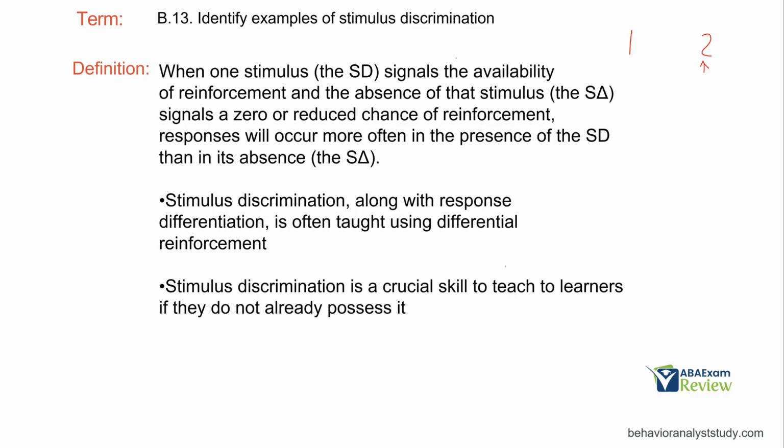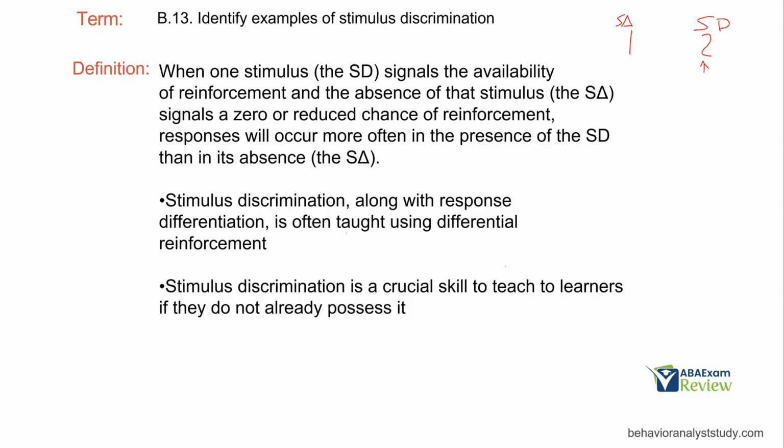Essentially, when one stimulus, the SD, let's call this the SD, signals availability of reinforcement, and the absence of that stimulus, the S delta, which would be the S delta here, signals a 0 or reduced chance of reinforcement, responses will occur more often in the presence of the SD than in its absence. If I say point to 2, you point to 2, and I reinforce you for pointing to 2, it's just logical that you're going to respond when I say point to 2 by pointing to 2 much more frequently than, say, pointing to 1, which is not going to deliver you reinforcement.